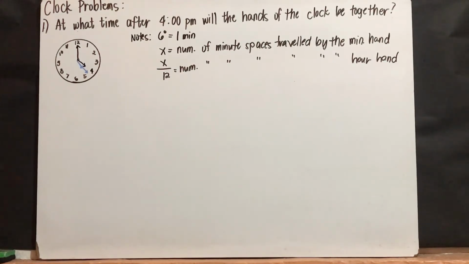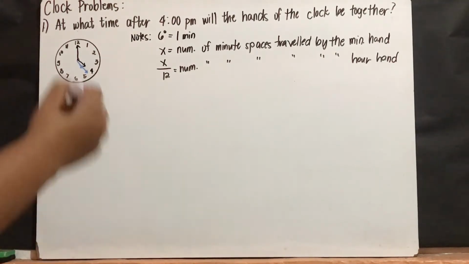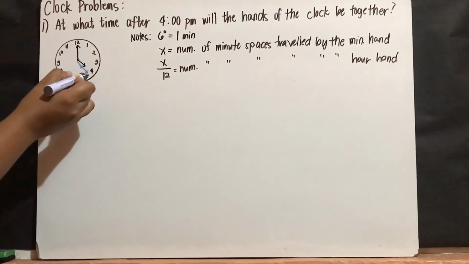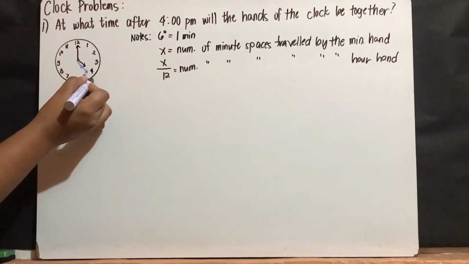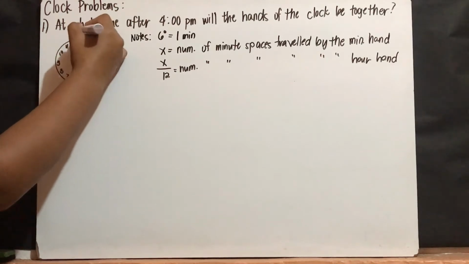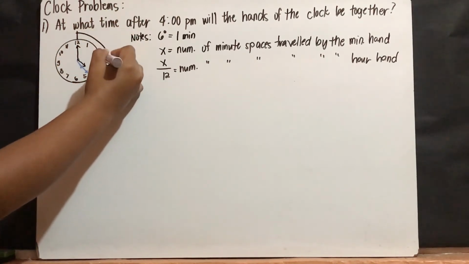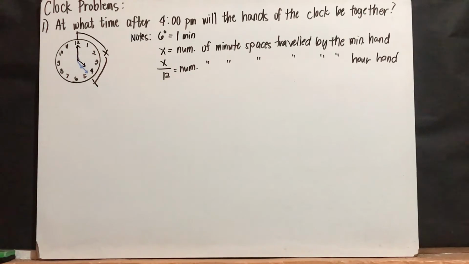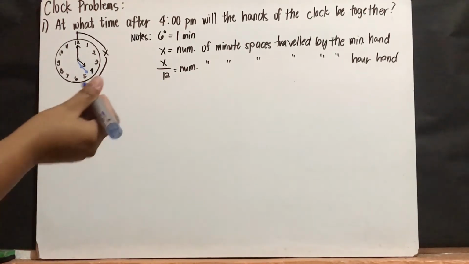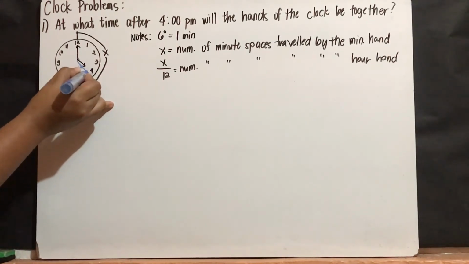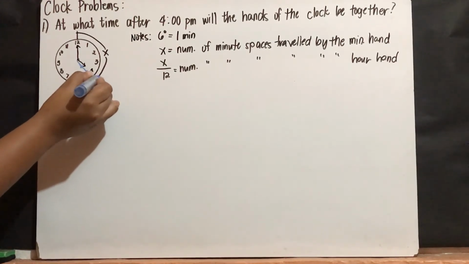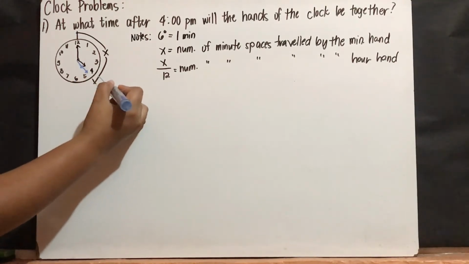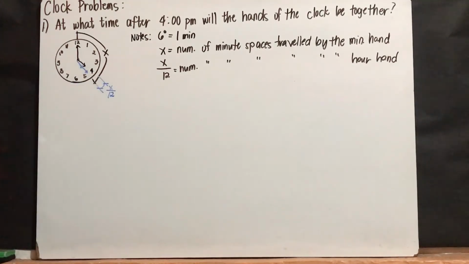Now, based dito sa mga notes na nakalagay, x is the number of minute spaces traveled by the minute hand. So, ibig sabihin, from 12 into this unknown position. So, this will be your x. And for x over 12 naman is the number of minute spaces traveled by the hour hand. So, from 4, napunta siya dito sa unknown position na to. So, this increment is equal to x over 12.